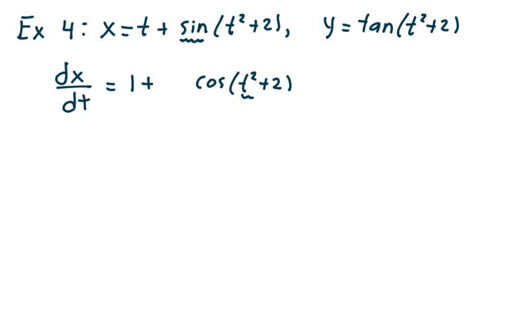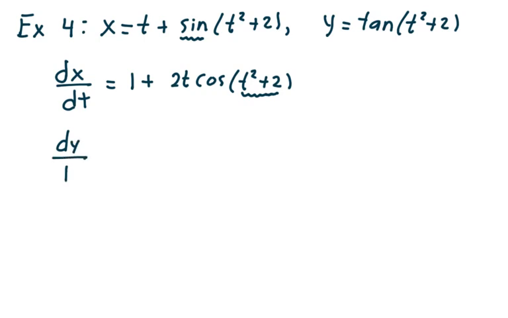But then what you want to do is multiply by the derivative of that argument. The argument meaning t squared plus 2 with respect to t. So that's going to be 2t. So dx/dt is 1 plus 2t cosine of (t squared plus 2). Now, dy/dt: the derivative of the tangent function is secant squared. So I get secant squared of (t squared plus 2). But then I have to multiply by the chain rule by the derivative of t squared plus 2, which is equal to 2t.